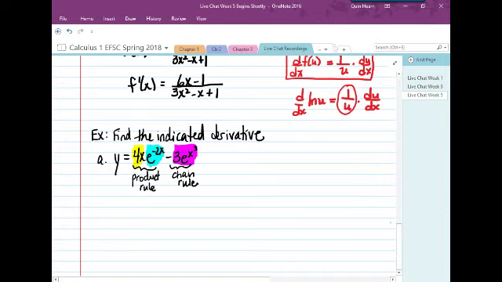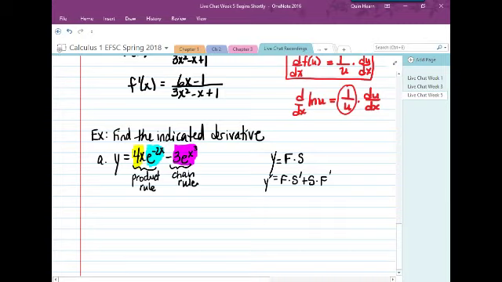Now, in the process of doing the product rule, we're actually going to have to do the chain rule as well. So we'll have to do the chain rule twice in this problem. Let's see how that works out. So first, let's remember the product rule. If you have y equal to some first function F times a second function S, then y prime is going to be the first function times the derivative of the second plus the second function times the derivative of the first.